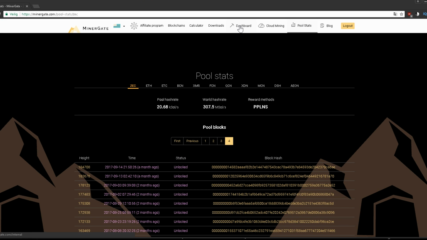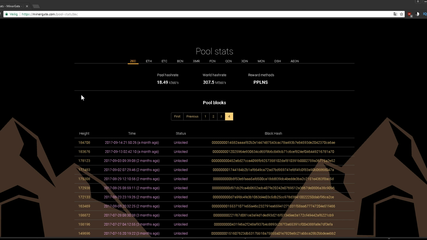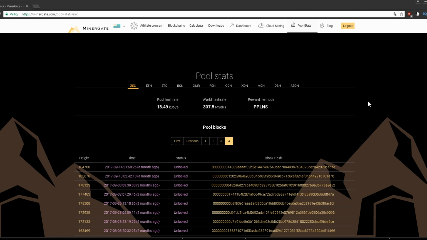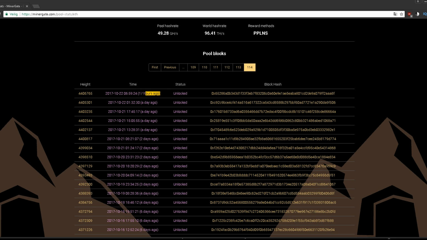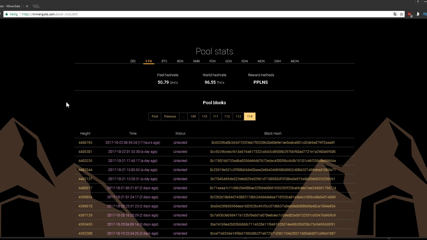So dashboard and pool stats, these two go hand in hand, and you always want to be checking those out. It will show you everything about the blocks. For instance, for Ethereum, you can see here that a block was found 17 hours ago. So this is actually doing pretty good, because blocks are being found every single day. So people are being paid out.